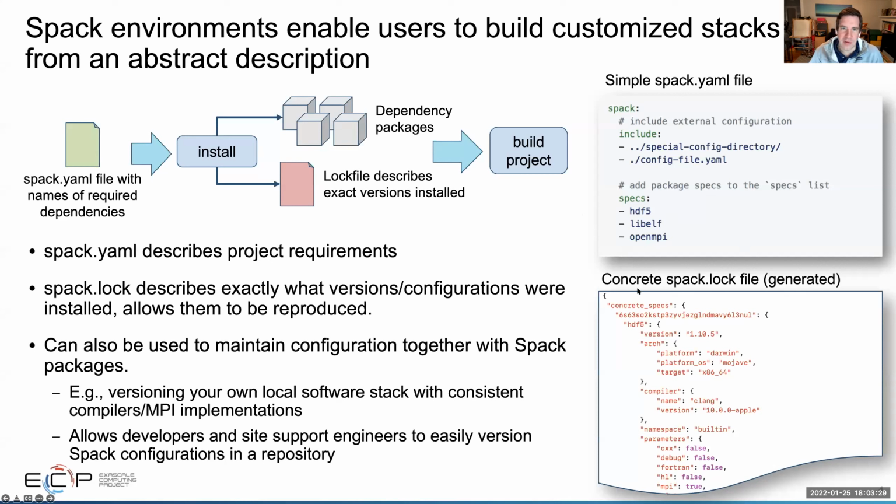And so these two files define an environment, and you can version them in a repo if you want. You can have a whole CI pipeline built around a repository that contains one of these and have binary packages built on a regular basis for your Spack project.